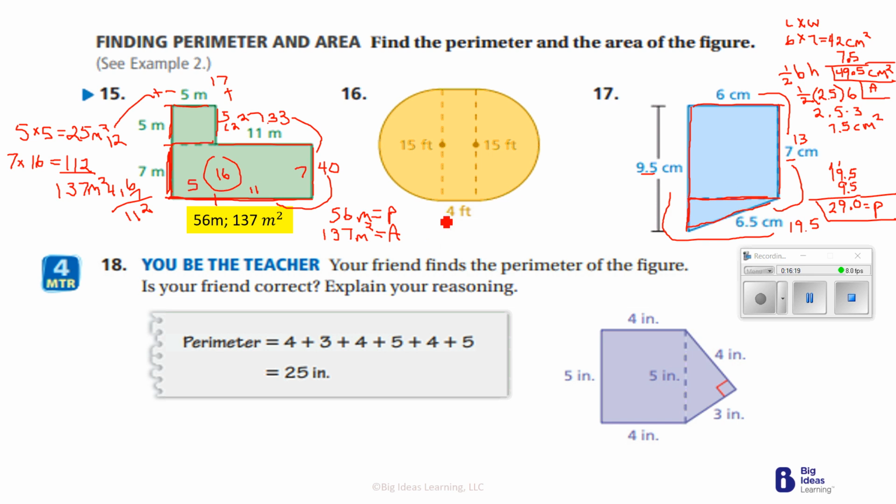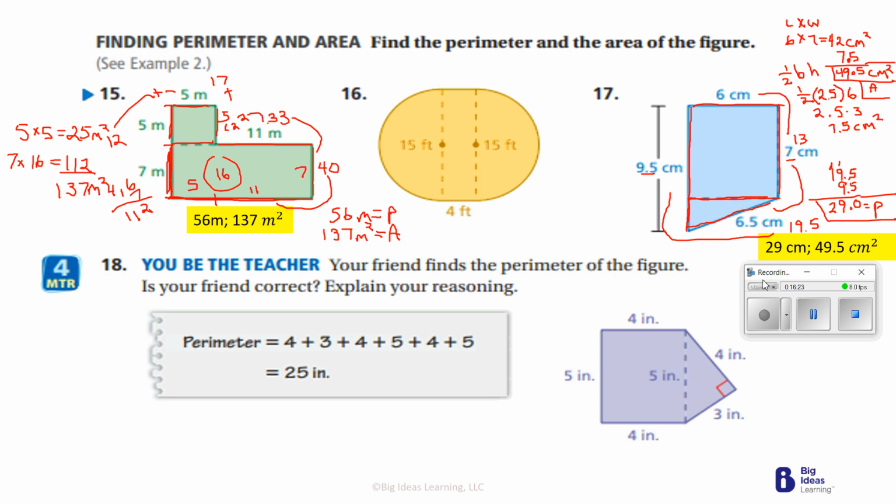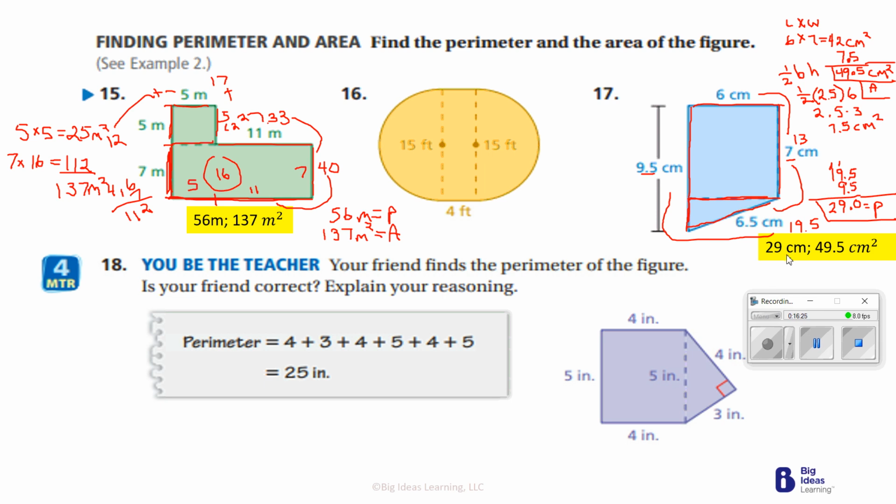All right, let's see how I did. Looks like the answer's here. I'm going to move this. So 29 centimeters, that's what we said over here, 29. And I forgot to put the unit centimeters. That's true for the perimeter. And then we said the area would be 49.5 centimeters. All right, number 18 is yours to do.